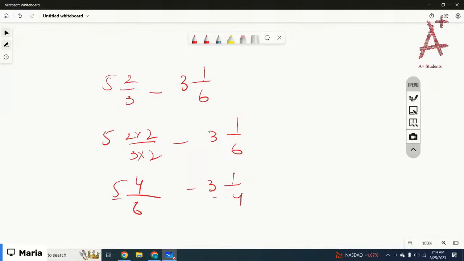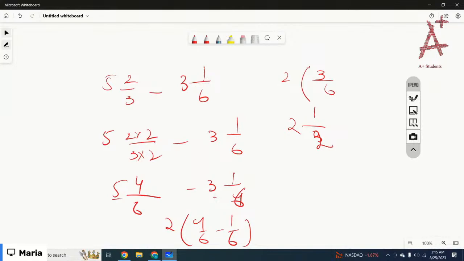Now you can subtract their whole number part and their fractional part separately. 5 minus 3 is 2. 4 over 6 minus 1 over 6. So 4 minus 1 is 3 over 6. You can also divide them by the common factor. Their common factor is 3, so it will be 2 whole 1 over 2. Because you are dividing it by 3, it would be 2 whole 1 over 2. The correct option is 2 whole 1 over 2.